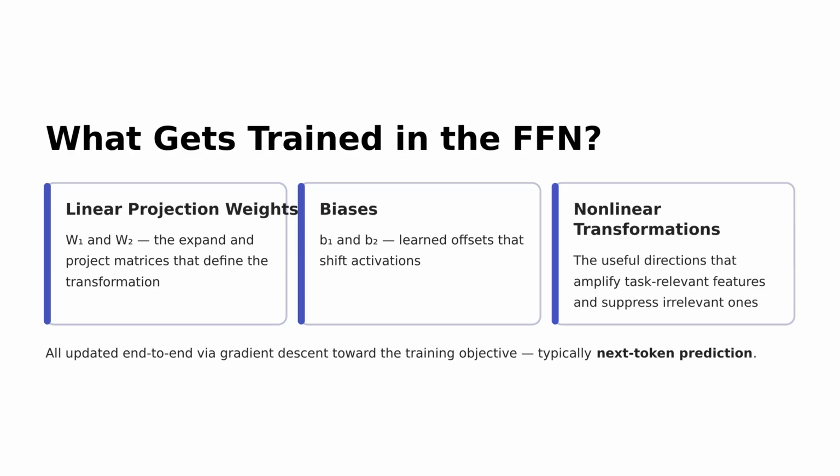In the feed-forward network, the main things being trained are the two linear weight matrices, W1 and W2, which first expand the representation and then project it back down. The biases, B1 and B2, are trained as well, helping shift those activations. Through training, the model also learns useful nonlinear directions that strengthen task-relevant features and dampen irrelevant ones. All optimized end-to-end with gradient descent, usually for next token prediction.